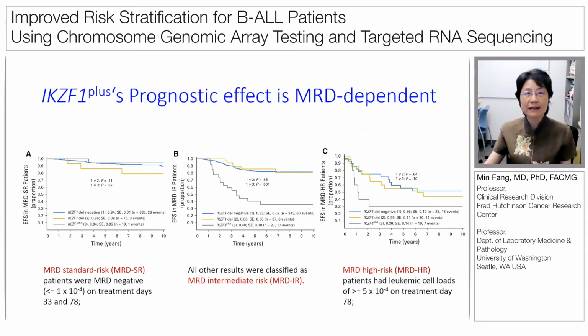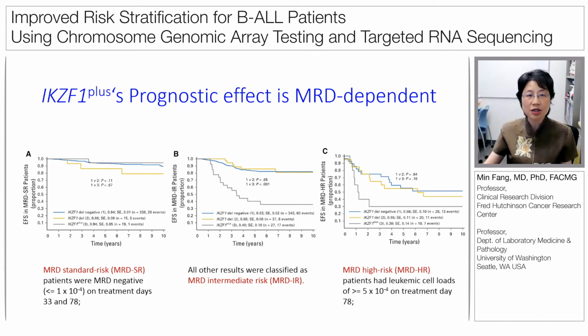Interestingly, the researchers also found that the prognostic effect is MRD dependent. What they defined as MRD negative or standard risk was that they would consider MRD negative when they saw a flow percentage of abnormal cells of less than 0.1% in patients on treatment days 33 and 78.